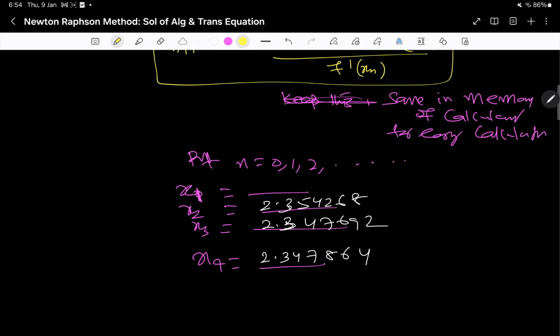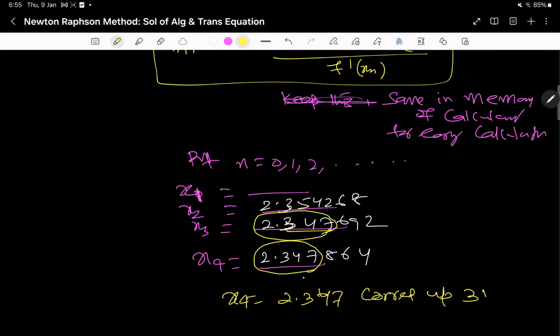So now you see here, we are getting the accuracy. It is repeated up to 3 decimal places. 347 is repeated, so we will close it here. So I say this x4, the root, x4 is my 2.347, correct up to 3 decimal places. Okay, so in that way, this is the working rule.